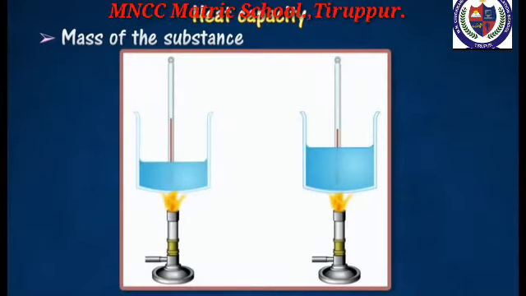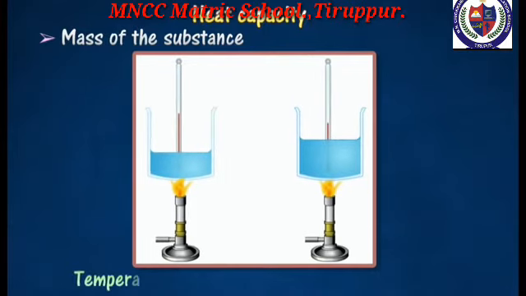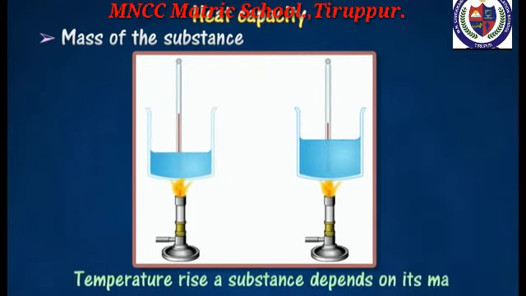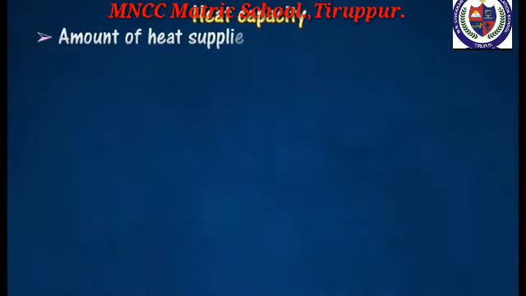Here, two beakers contain different masses of water heated for the same time by the same type of Bunsen burner. The temperature rise in the first beaker will be higher than in the other beaker containing water. So, the temperature rise of a substance depends on its mass.